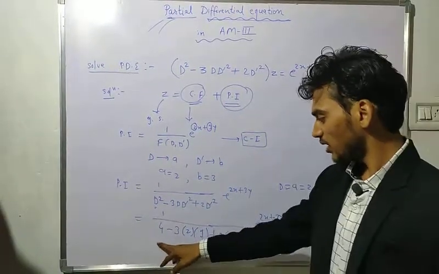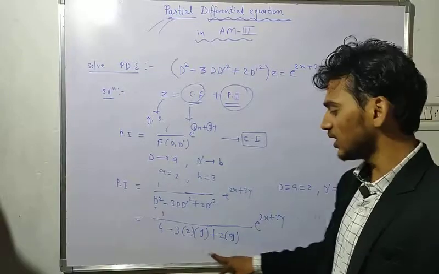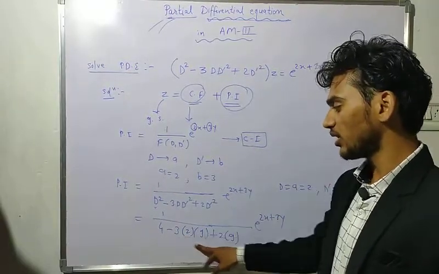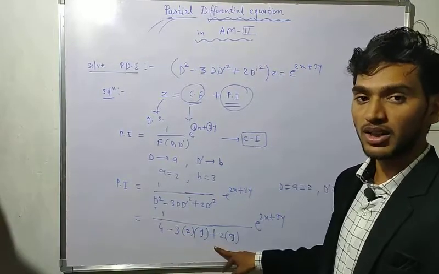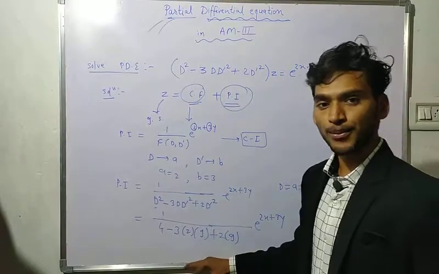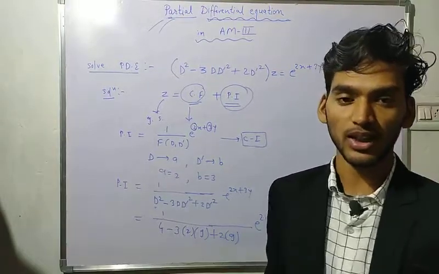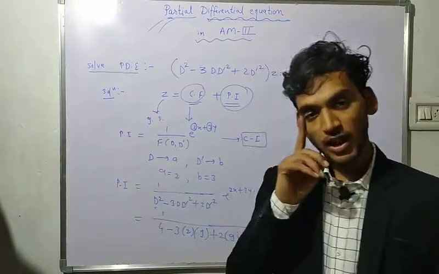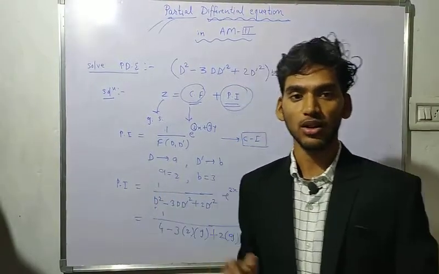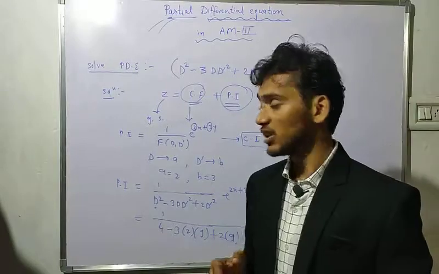Here you can easily observe that this denominator is not equal to 0, so we will stop in that case. Otherwise we have to multiply by x and differentiate, and so on. We have to carry on. So this is the basic part.